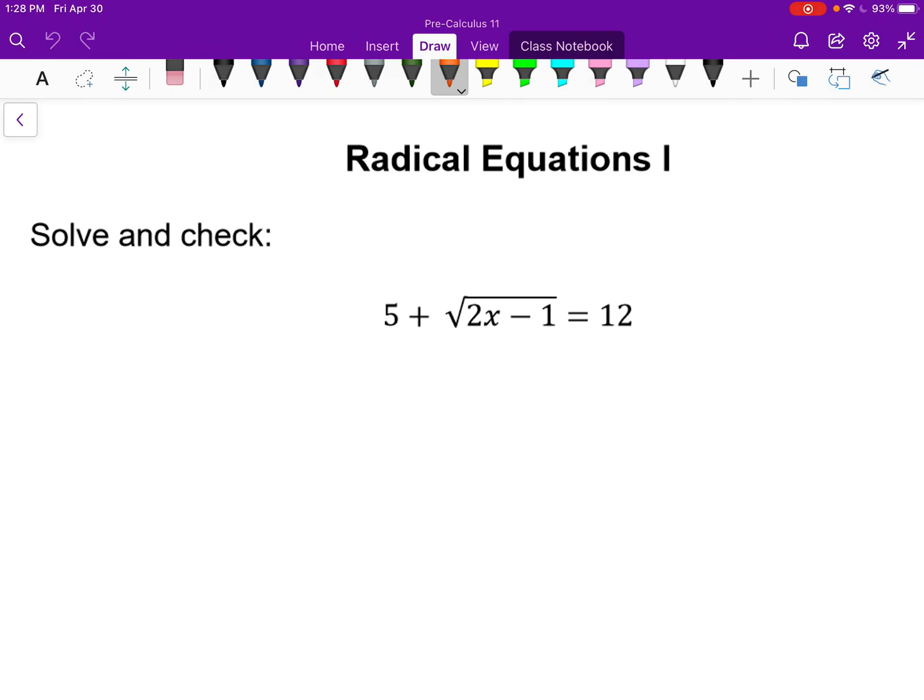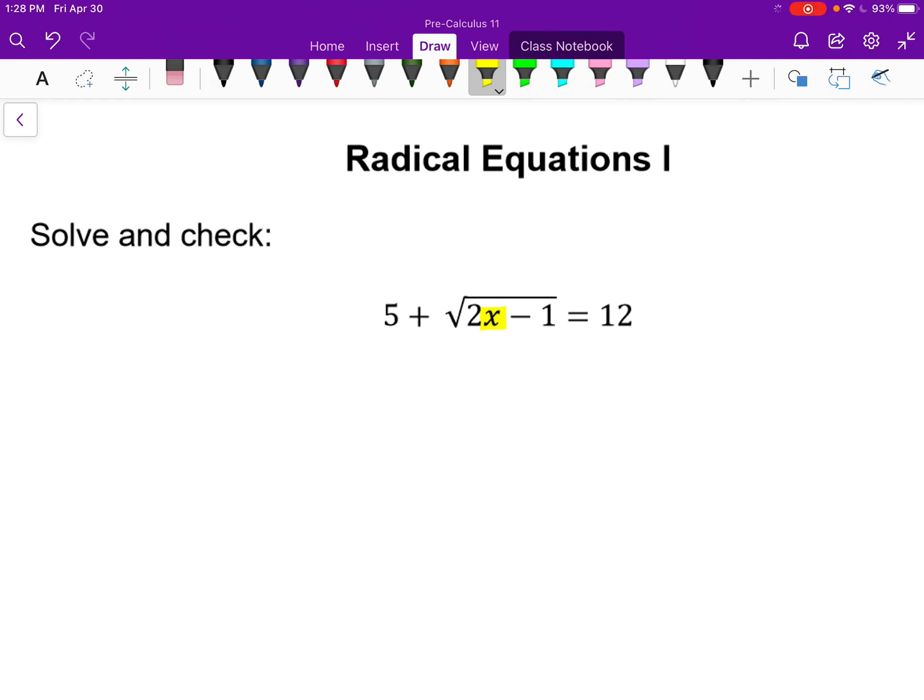Most of this unit we've been dealing with radical expressions. And now we're going to use it to solve equations, such as this. So this again is an equation. There's a left side and a right side, and we have enough information to solve for x.